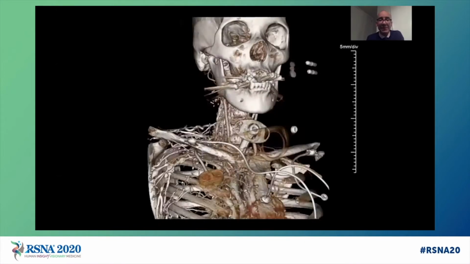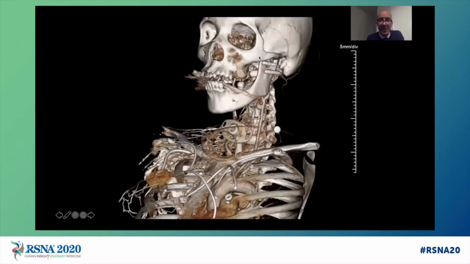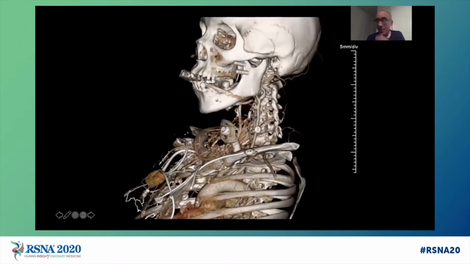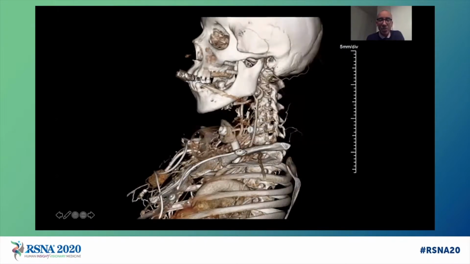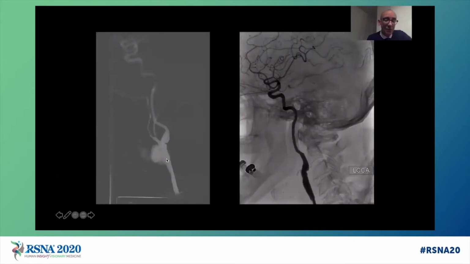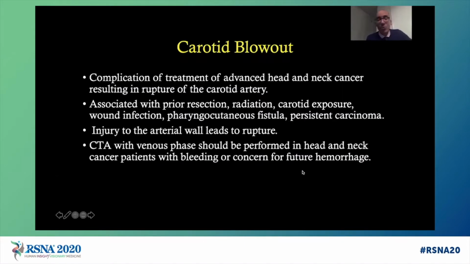So 3D volume rendered images of the same exam show that large outpouching of the distal common carotid artery. We saw from the axial images that it was adjacent to that low density material with the gas bubbles, so this is compatible with a pseudoaneurysm. So this patient then was taken urgently to angiography, and here this fluoroscopic image again shows that pseudoaneurysm, but it appears larger than it did on the CTA. And then we see evidence of active contrast extravasation. This was treated with a covered stent. So that is carotid blowout.